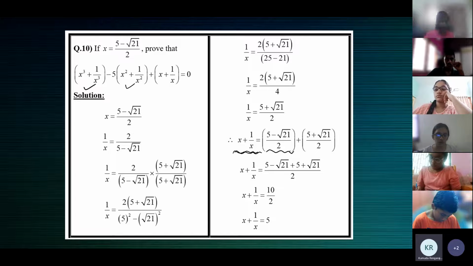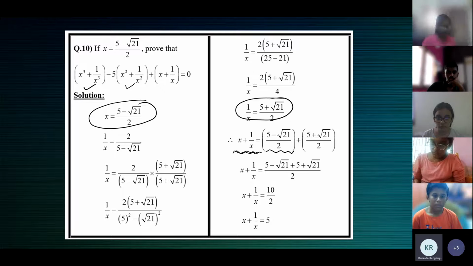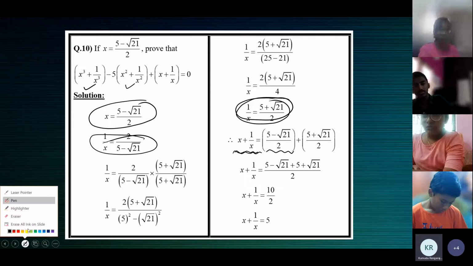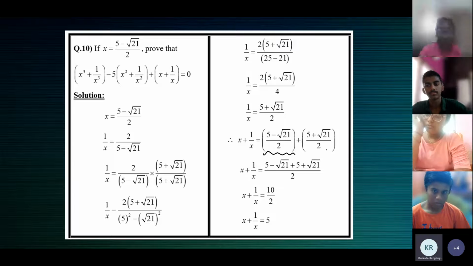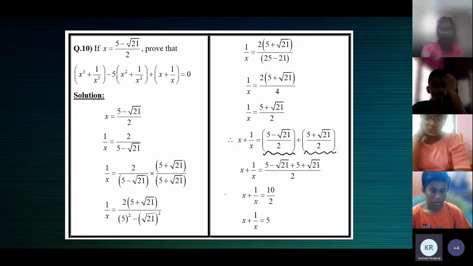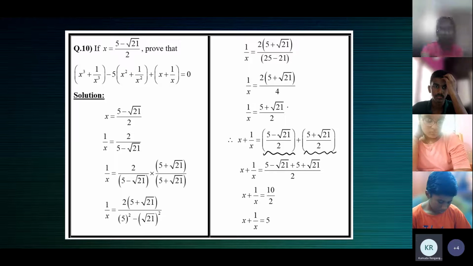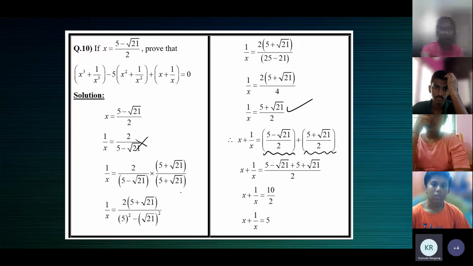This is x, and this is 1 by x. You should not use this 1 by x. You must use 1 by x with the rational denominator. That's why we have rationalized. This is x with the rational denominator. This is 1 by x with rational denominator. This one you should use, not this one.